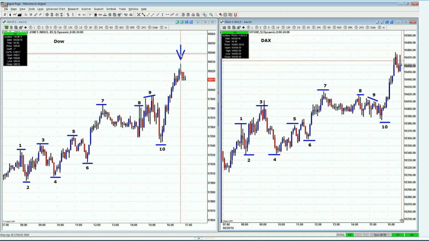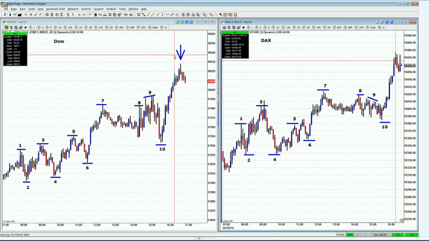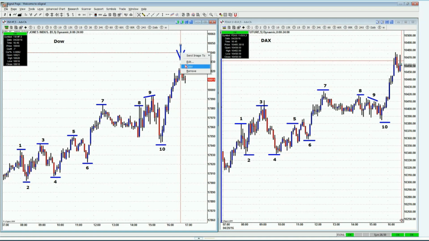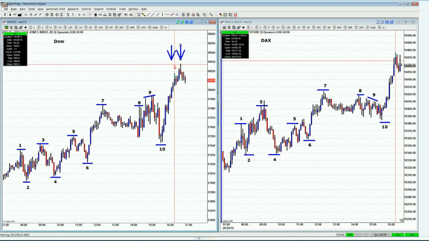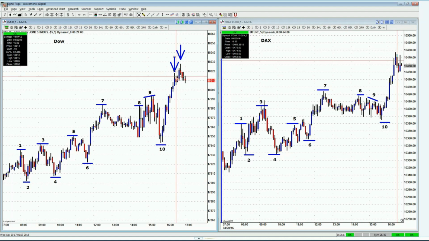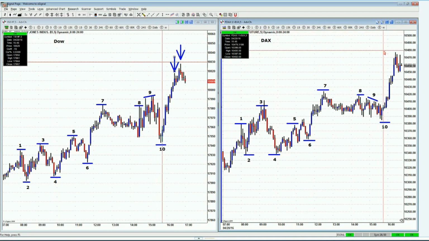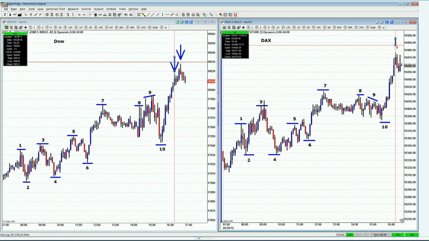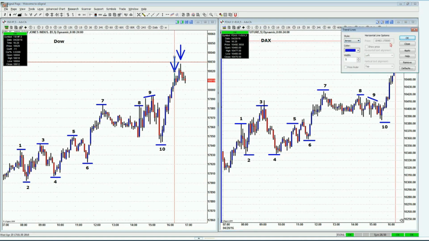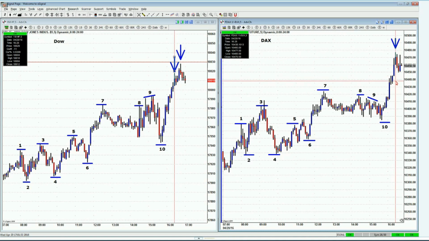So right here, right now, I have an index right here, which would correspond to this top here. So what you should be able to see is that whenever I move the cursor from one to the other, you'll see that it follows on the other chart.